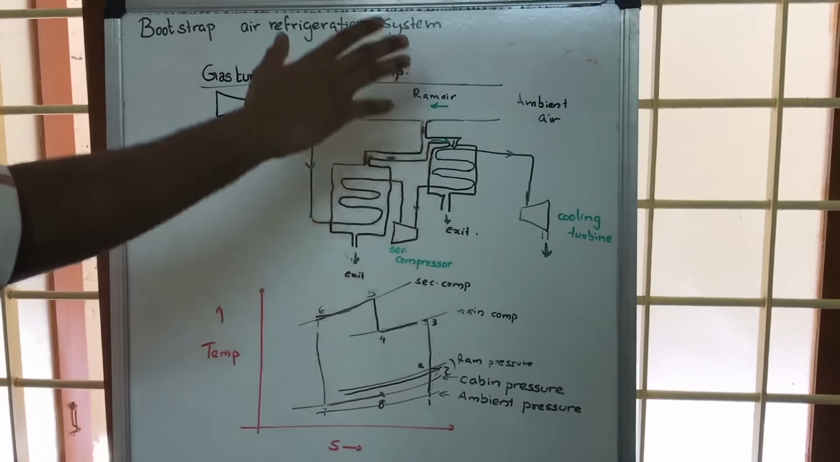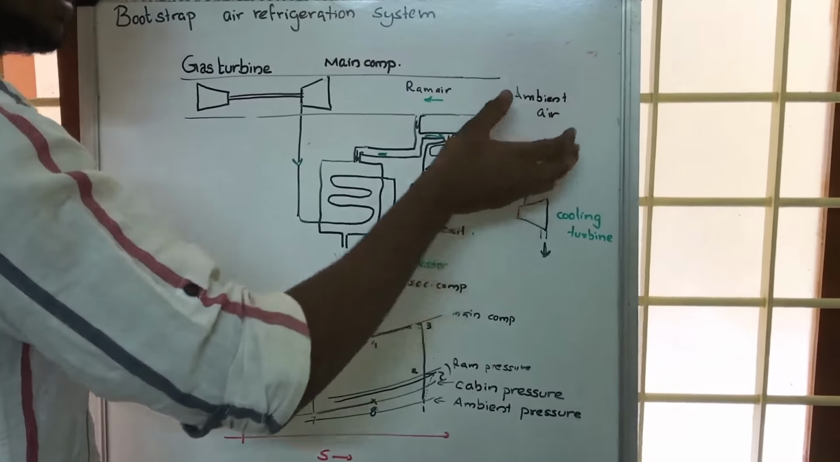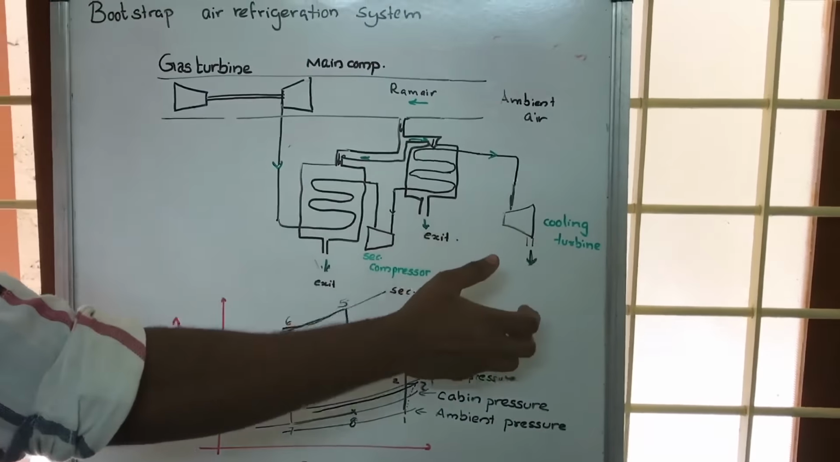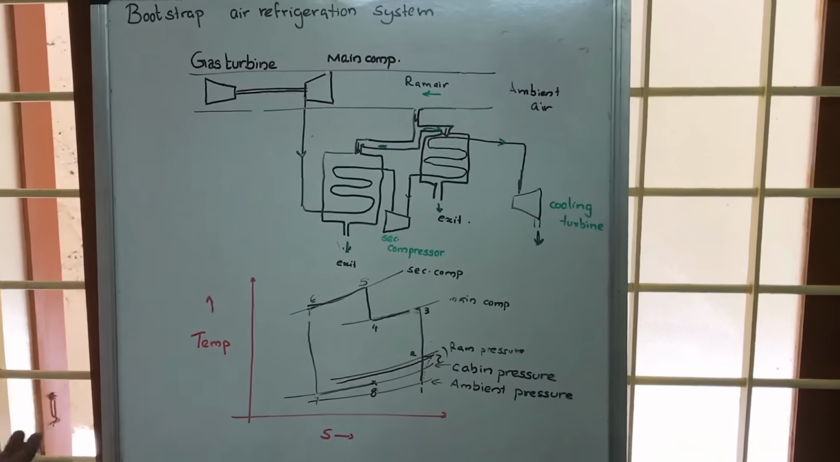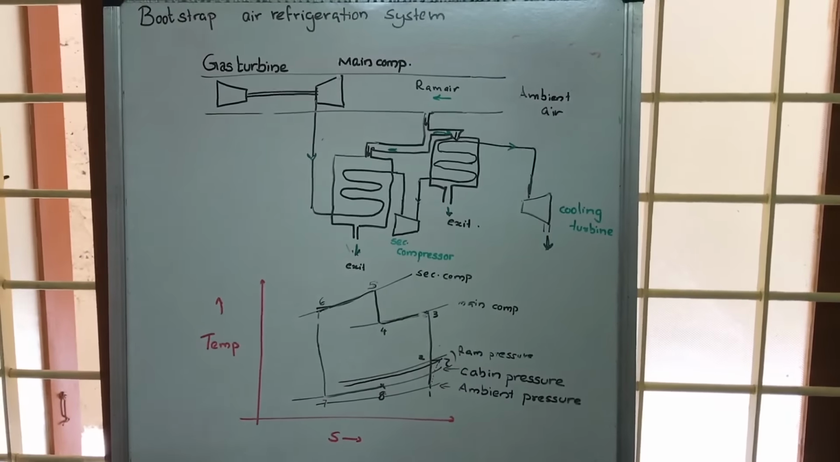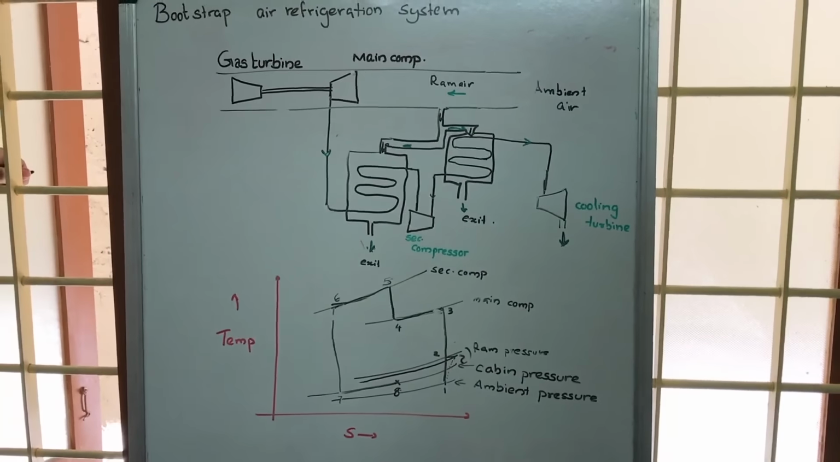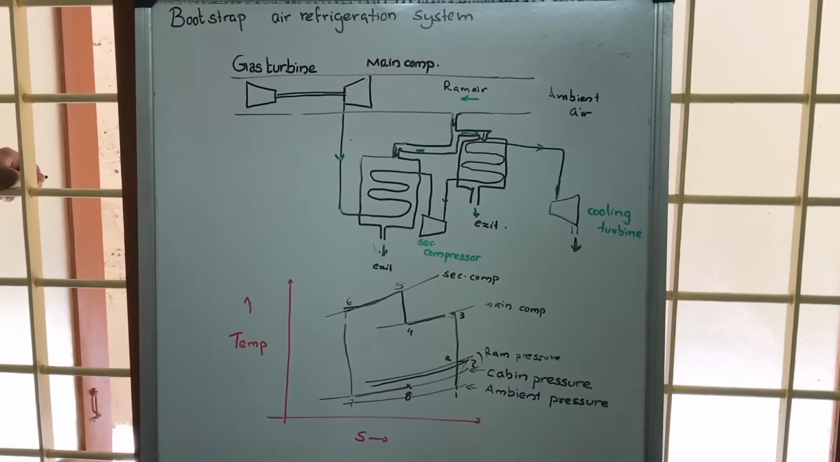This air refrigeration system makes use of the ambient air, compressors and a turbine, so that we are able to provide a well conditioned system for the passengers available in the cabin. That's bootstrap air refrigeration system.